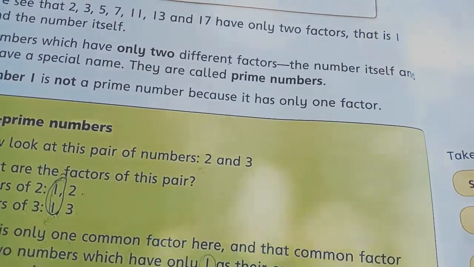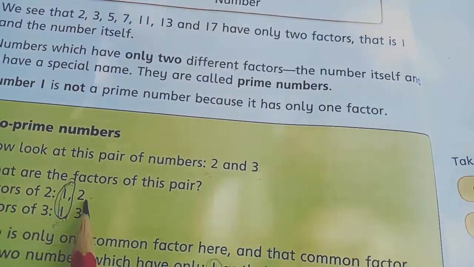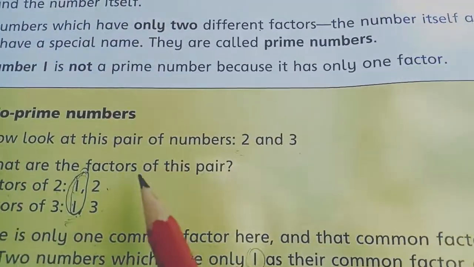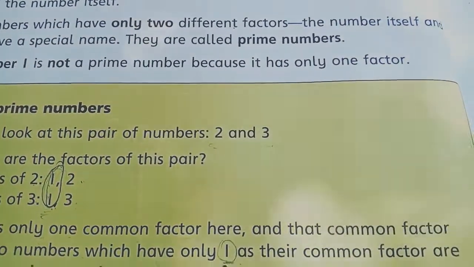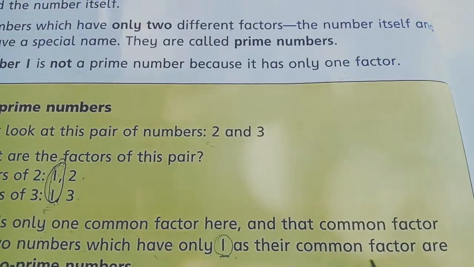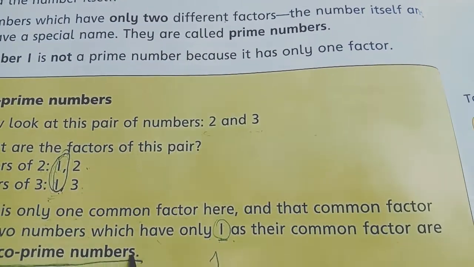So we have to write the factors of 2, that is 1 and 2, and then we have to write the factors of 3, that is 1 and 3. So which factors are common from these two? Only 1 is common. So if there are factors of any two numbers and only one is their common factor, then they are called co-prime numbers.